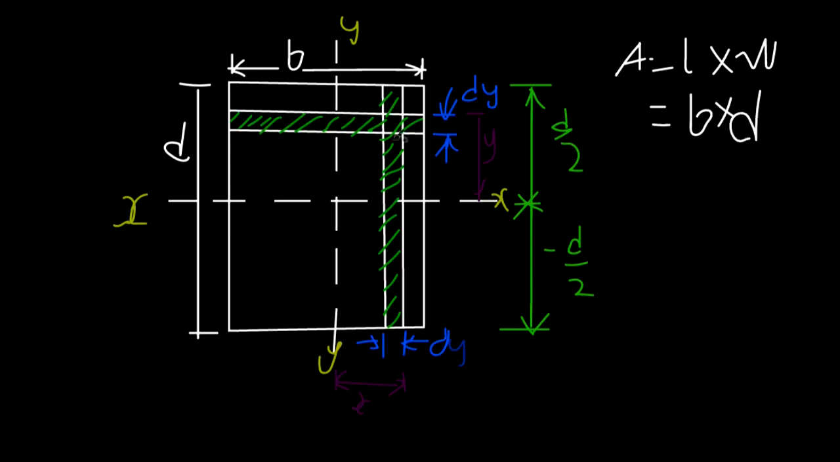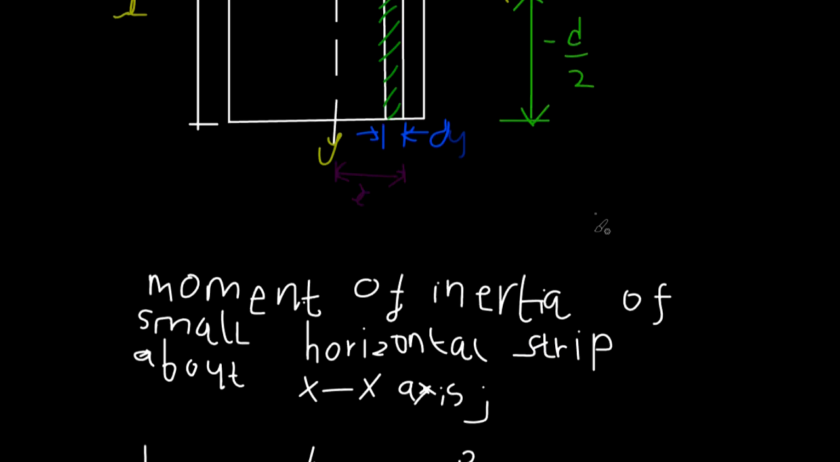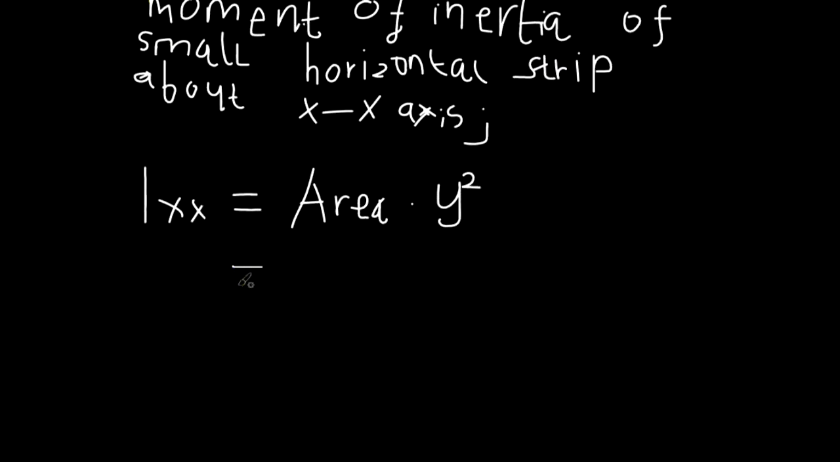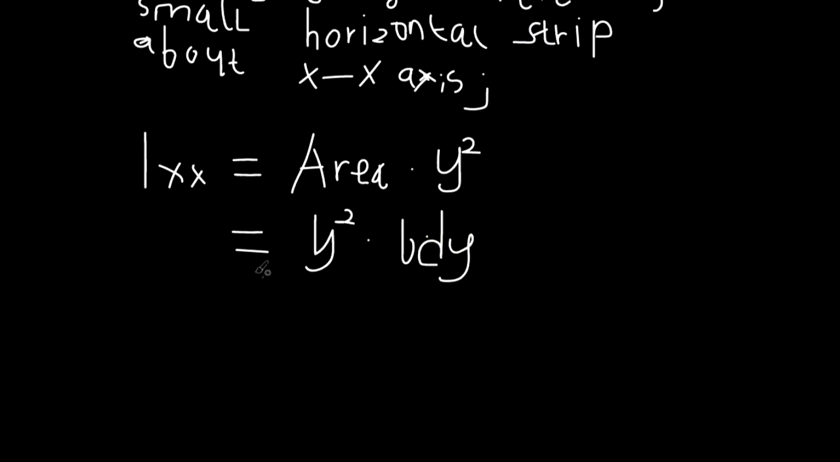But because we are only considering this small strip, it will be b multiplied by dy, this small area over here. So our area will be equal to b times dy. So the moment of inertia equals y squared multiplied by b dy. So we will integrate both sides.